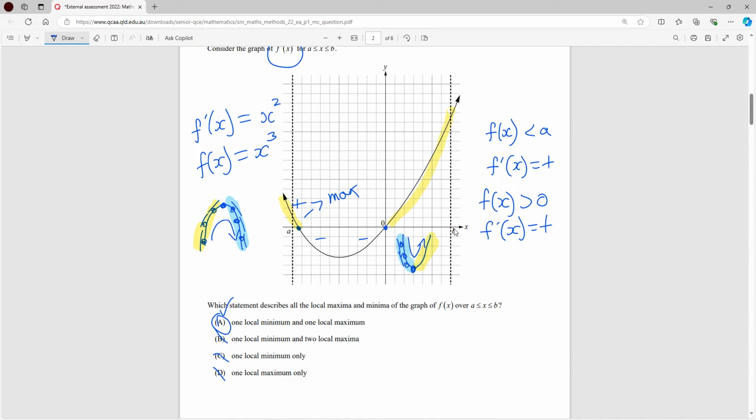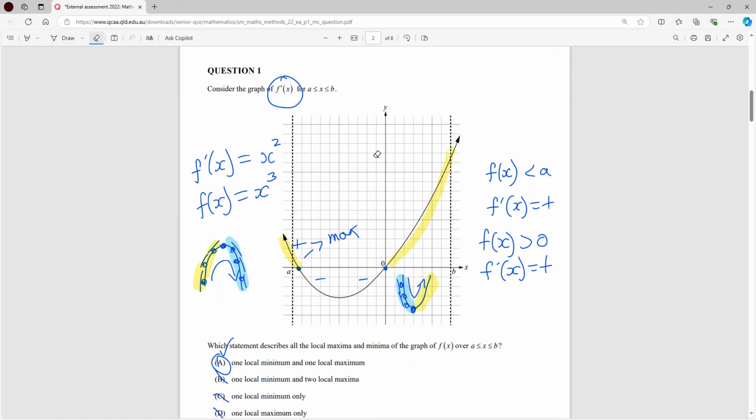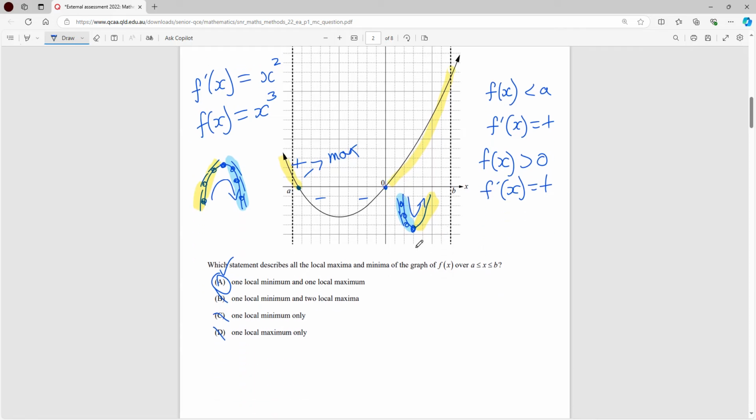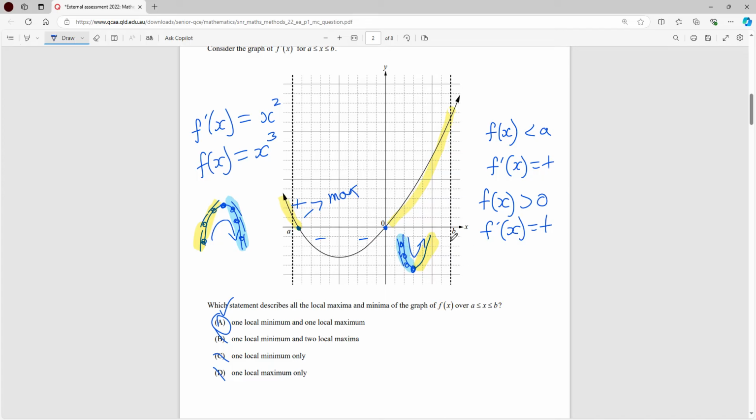Now when I actually did this, because this is the test I did when I was in the exam, I read this question completely wrong. I thought this was f of x. I still answered A because I thought, alright, that's a minimum and that's a maximum there. But that's not how you're supposed to answer this question. You're supposed to answer it like this, okay?